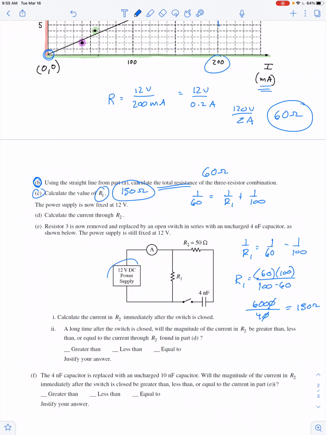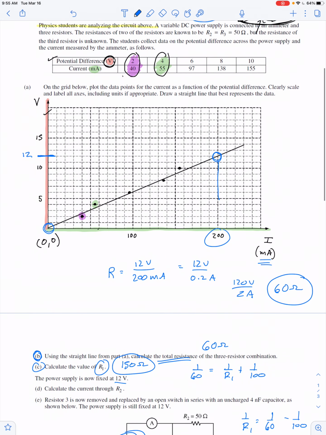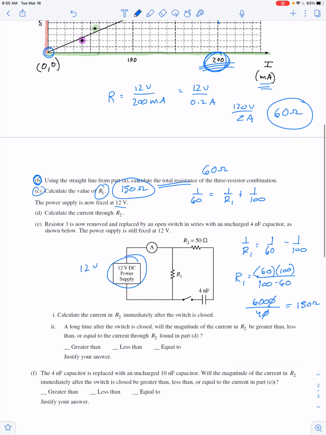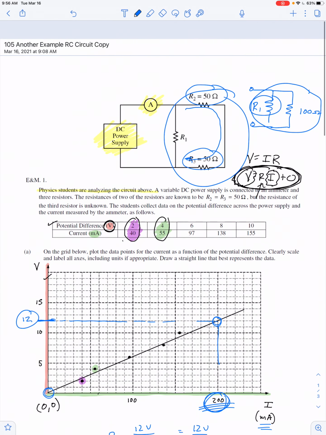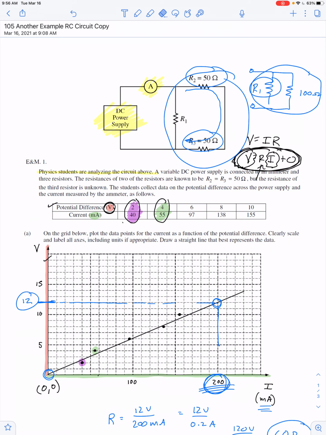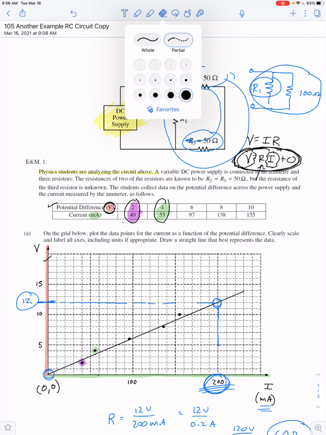They tell us that this variable power supply is fixed at a value of 12 volts. Oh, how convenient. I happen to have chosen 12 volts. So we already know at that given value, the current would be 200 milliamps or 0.2 amps. So what's the amount of current through R2? Let's see. Clean this up a little bit. We can do some erasing.